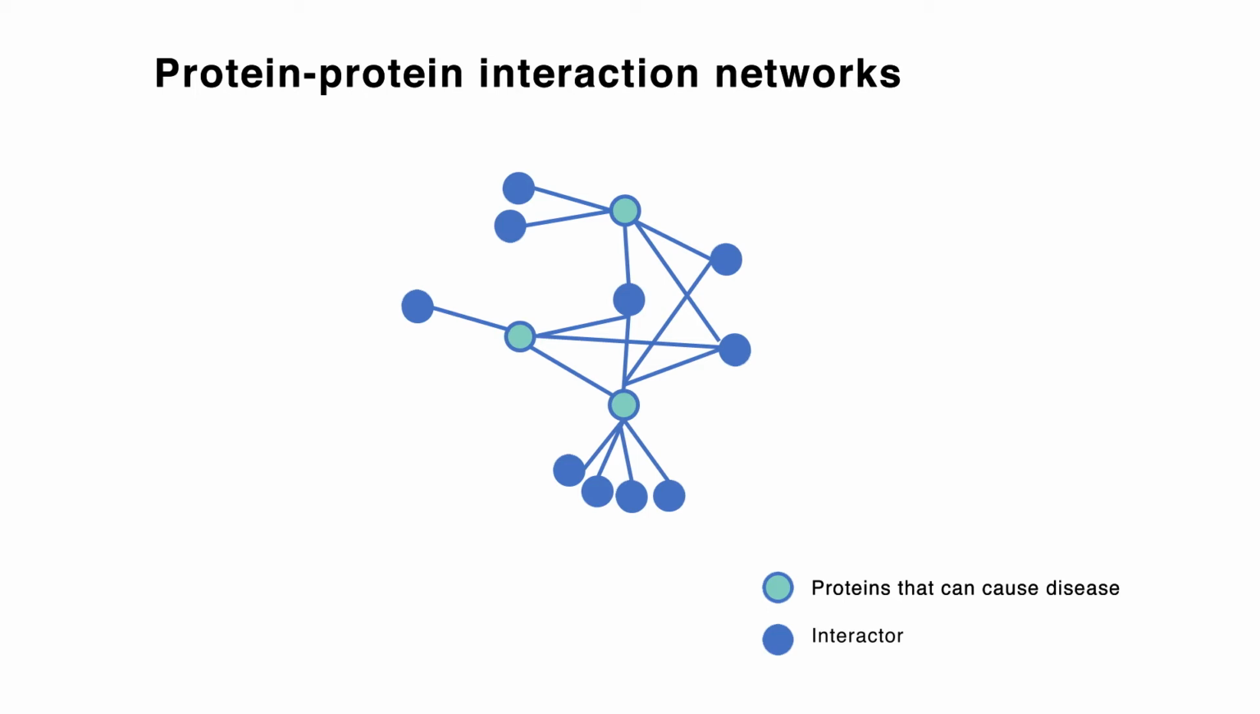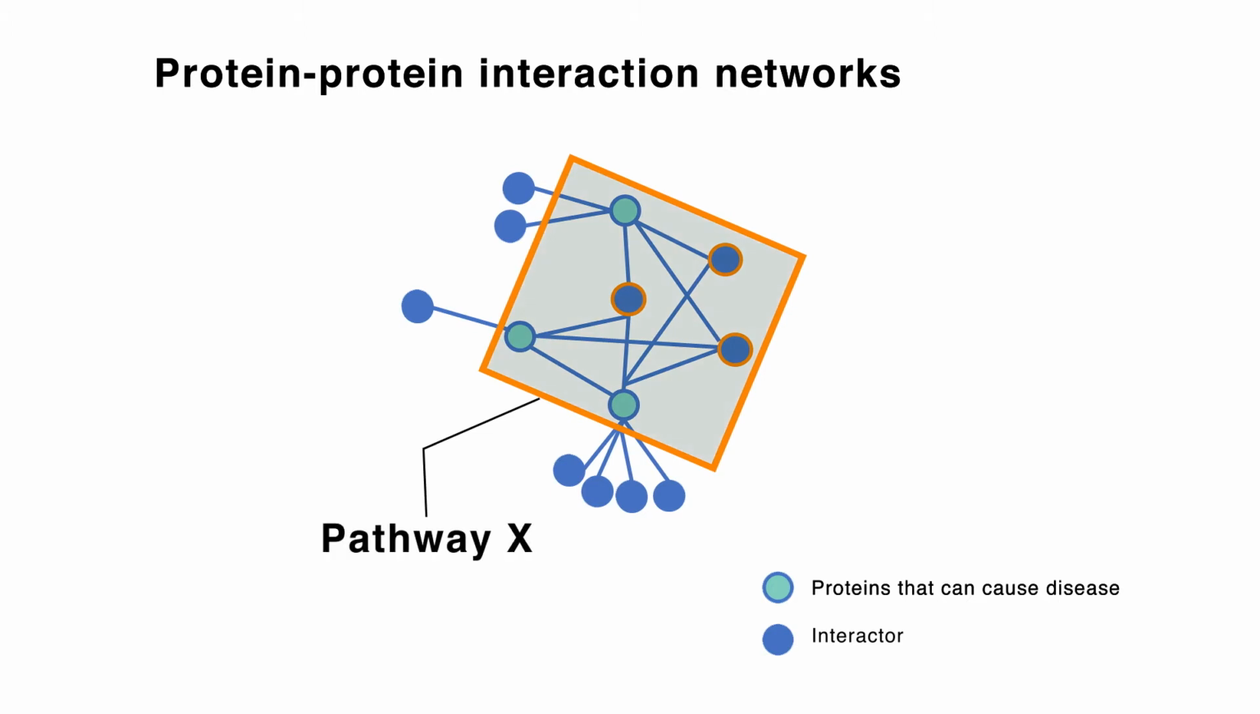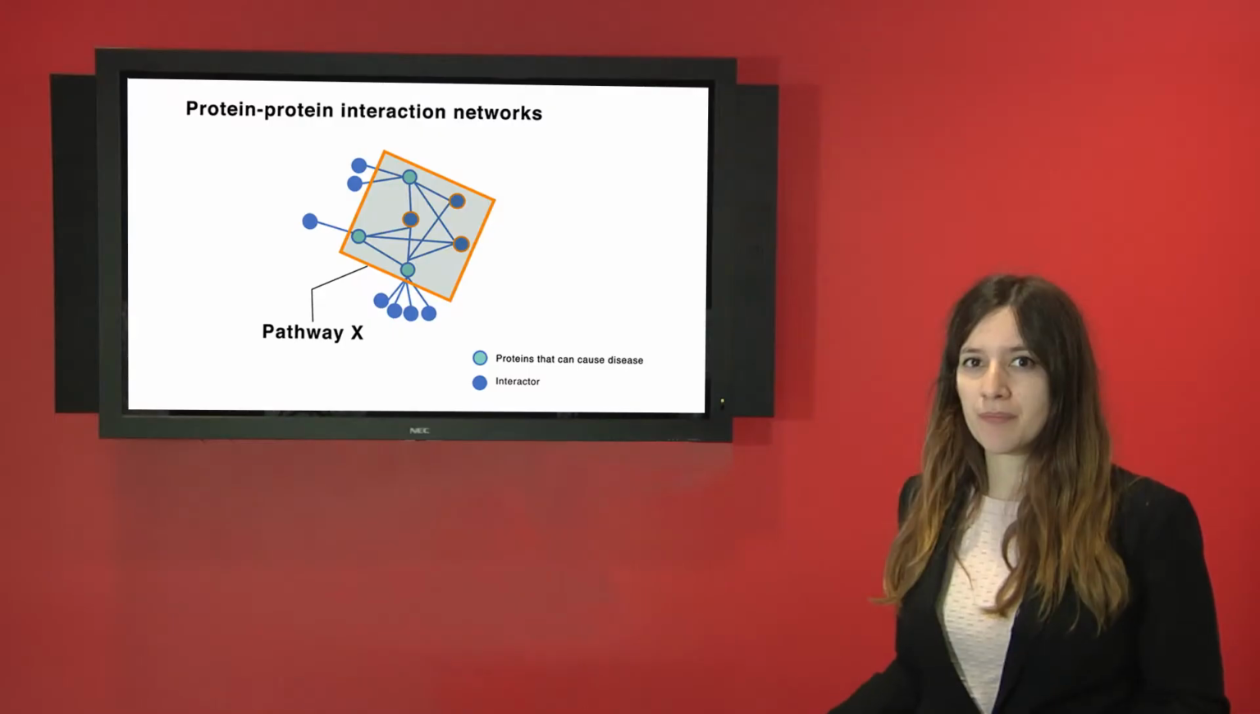Then we can analyze that network. We can focus on the proteins that lead to the disease and their common interactors. We might find that most of them are part of the same pathway, so that could suggest that the dysfunction of that pathway could be the cause of the disease.